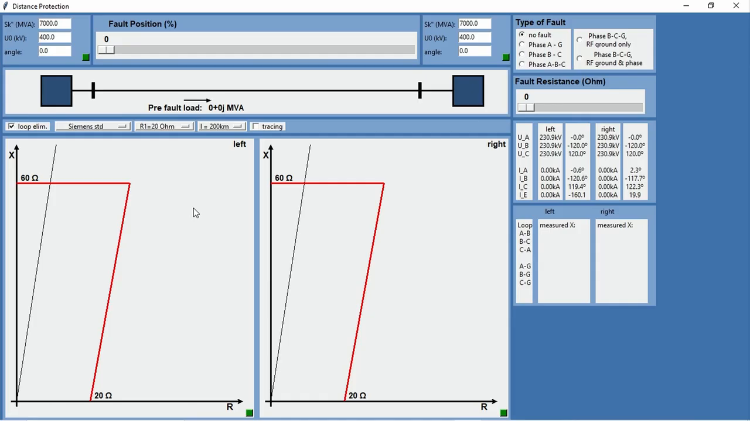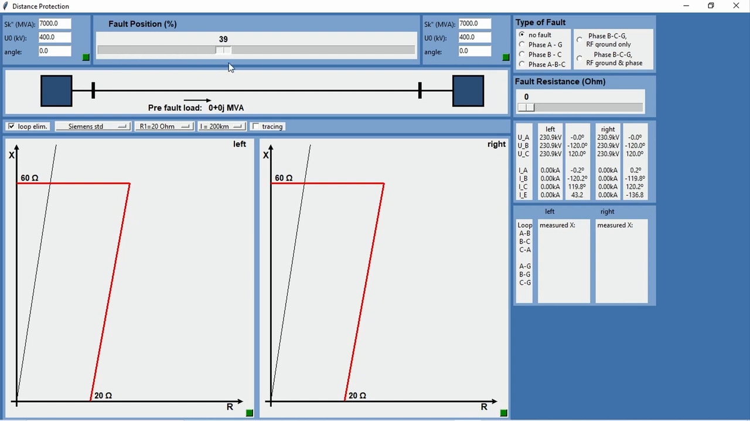We have an X setting of 60 ohms, so that is the 85% of the line reactance. And in this case we have an R setting of 20 ohms, as can be seen here on the bottom. We have no pre-fault load; you see here the pre-fault load is 0 in this case. We will discuss the load influence a little bit later.